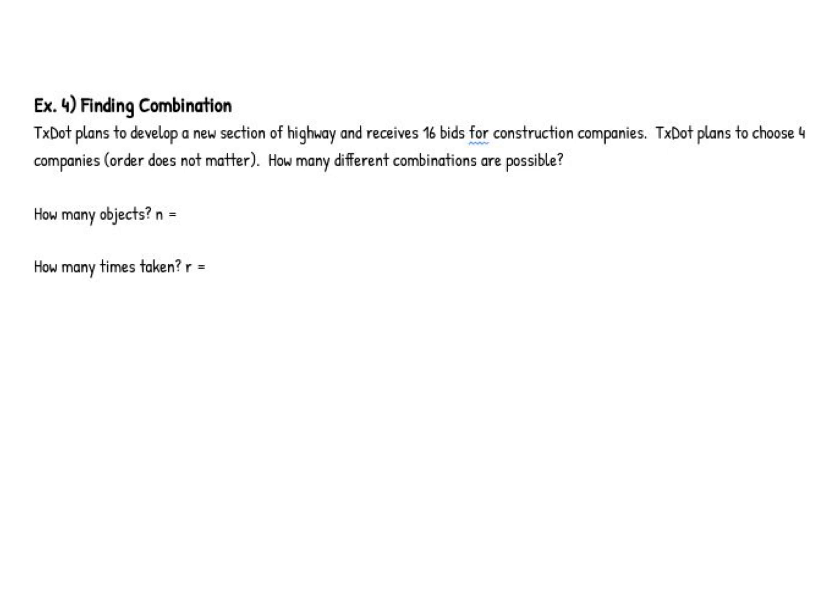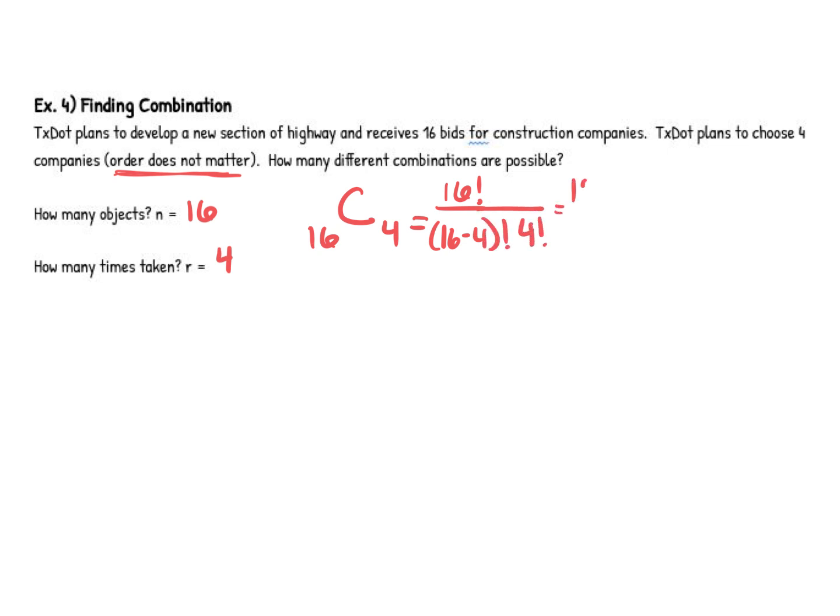TxDOT plans to develop a new section of highway and has received 16 bids from construction companies. TxDOT plans to choose 4 companies. Order does not matter. How many different combinations are possible? So there's 16 objects, 16 construction companies, and TxDOT is choosing 4. So it's a combination of 16 choose 4. So that's 16 factorial over 16 minus 4 factorial times 4 factorial. So 16 factorial over 12 factorial times 4 factorial.